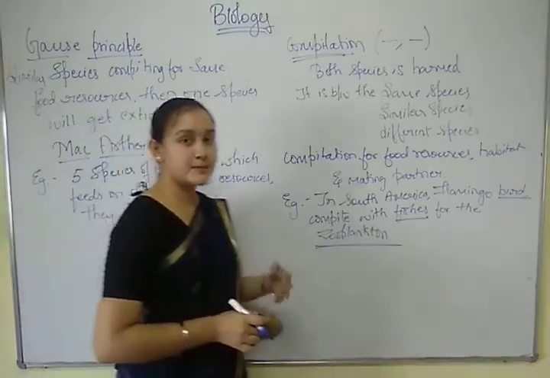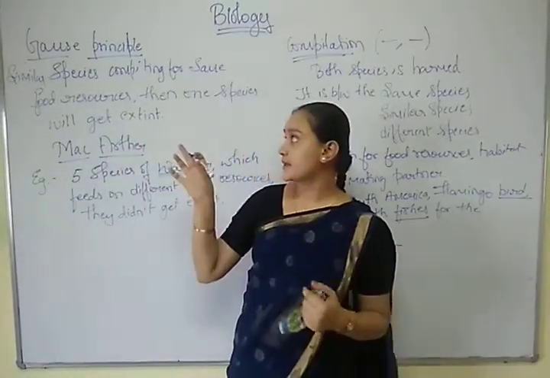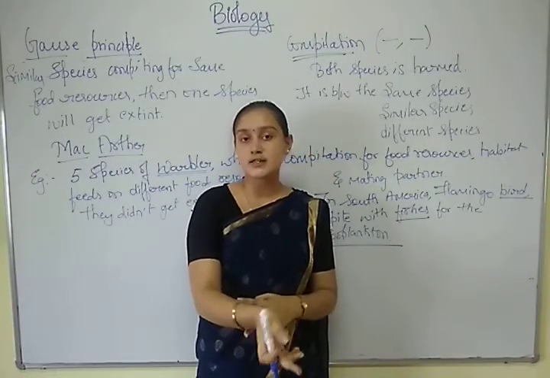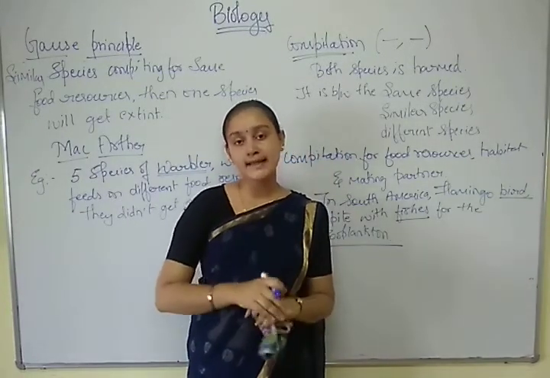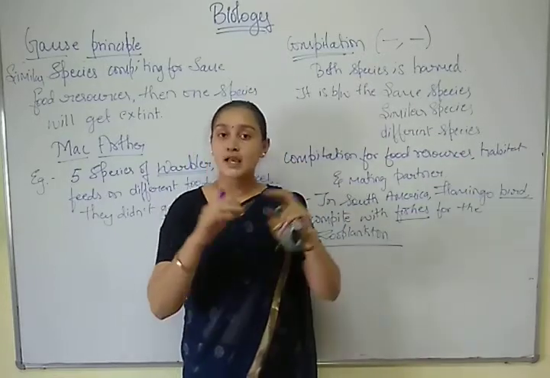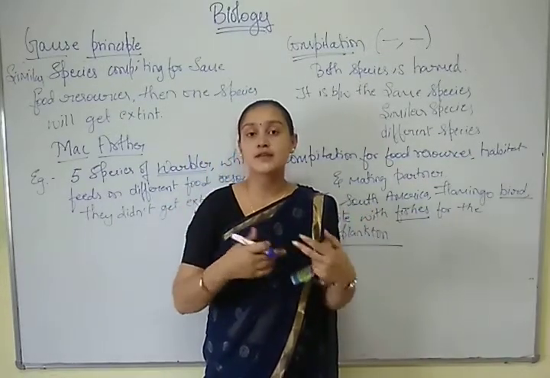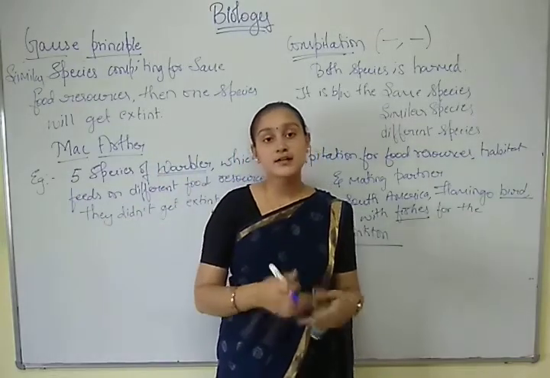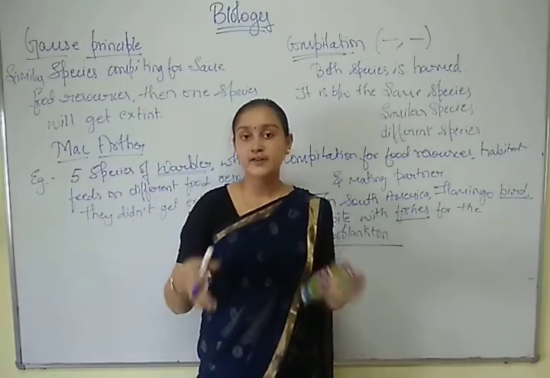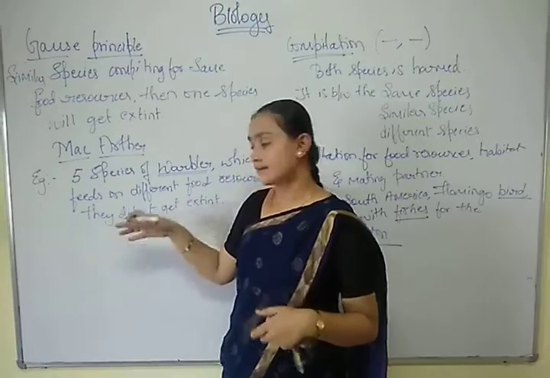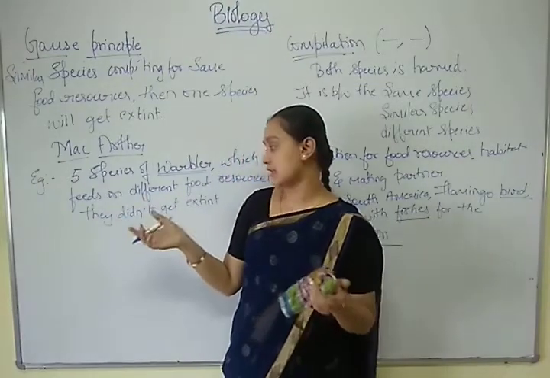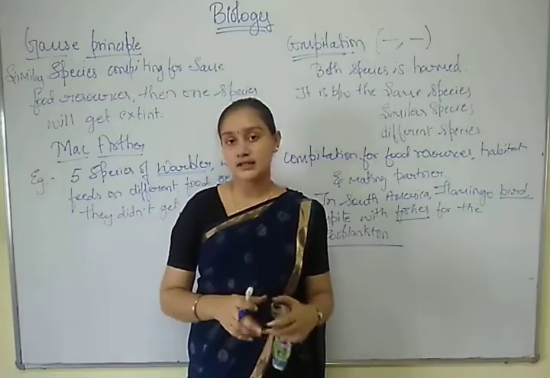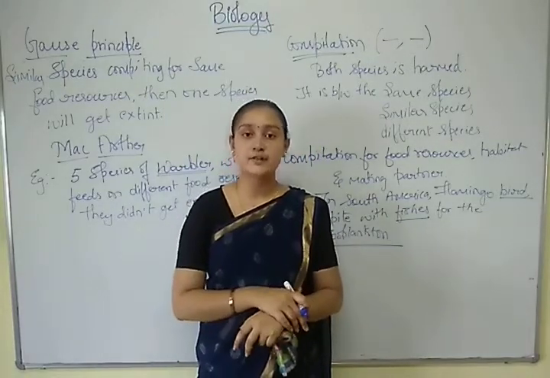So if the species are feeding on the same food resources, then one species will get extinct. If similar species are feeding on different food resources, then there will be no competition, and hence there will be no extinction of the species.